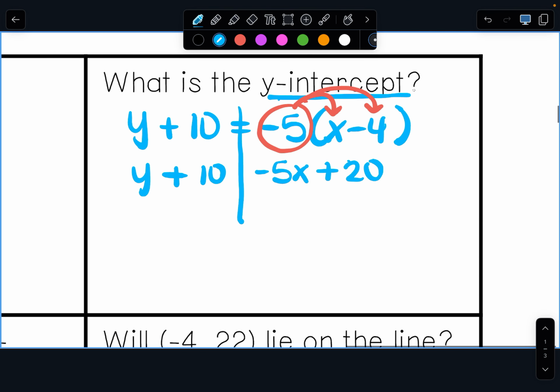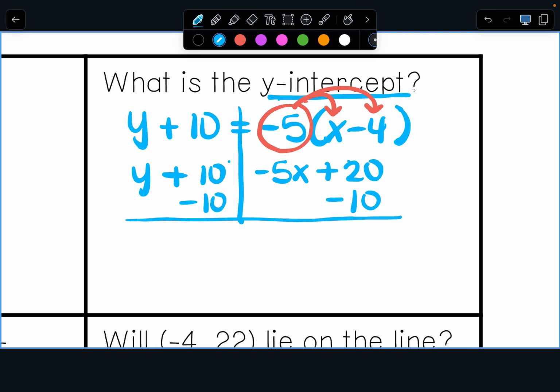The second step: get y by itself. Move the 10 over. You combine that 10 with the 20. And 20 minus 10? 10.